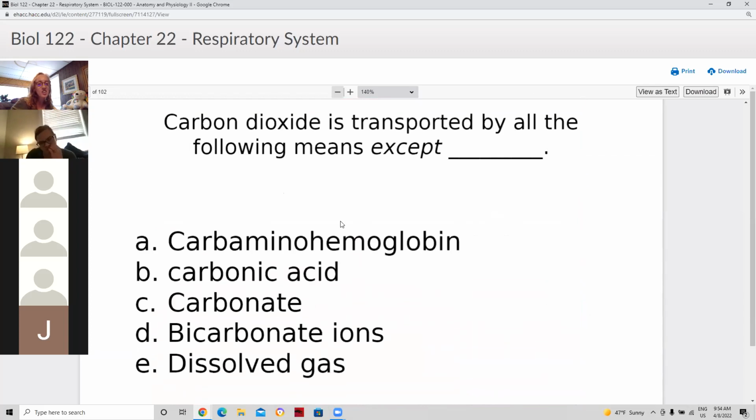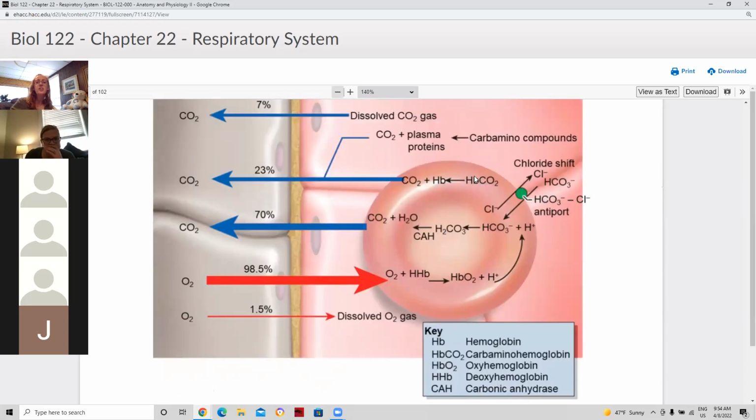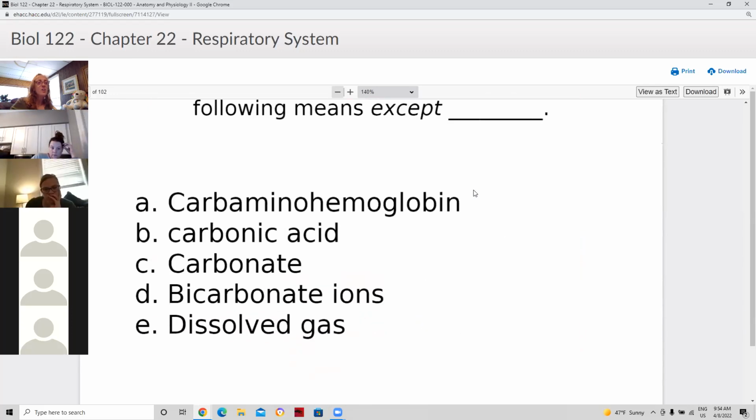Carbon dioxide is transported by all of the following except for what? Is it A? It's not, because that's what this is right here. C. Who said that? That was Rachel? Yes. So that's right. Because as far as I know, we don't have that.